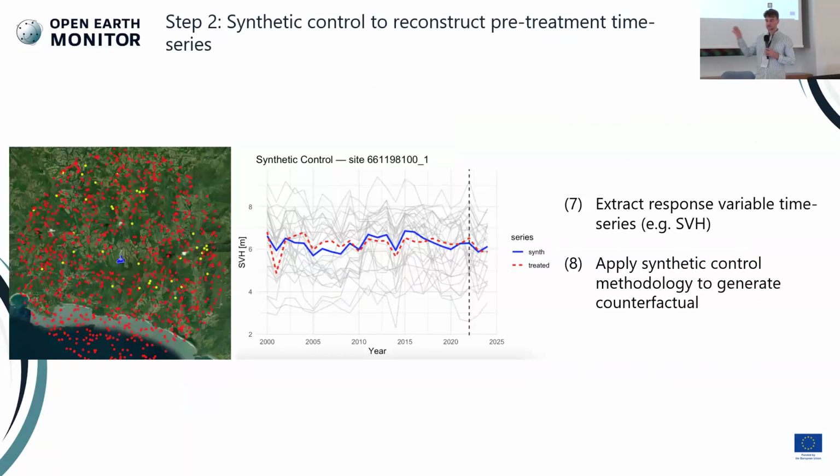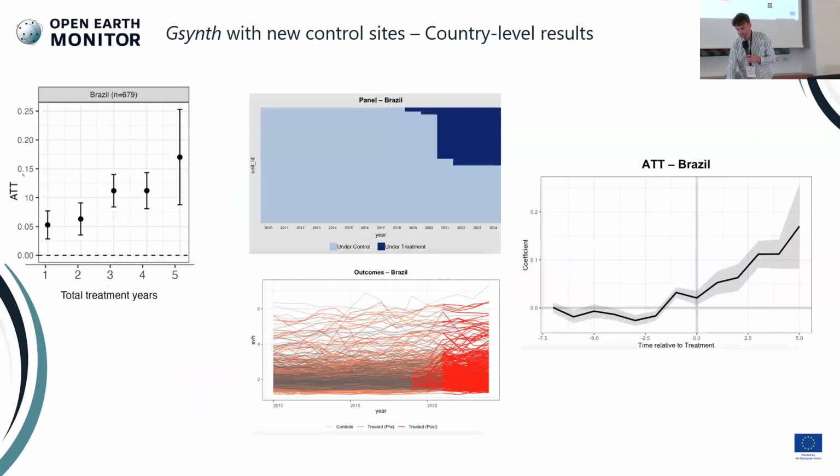And then for each site, we create this synthetic control time series, which is a weighted average of all these similar pixel locations to construct a counterfactual. This is basically what the generalized synthetic control now does, with these added new time series from these sampled control pixel locations.